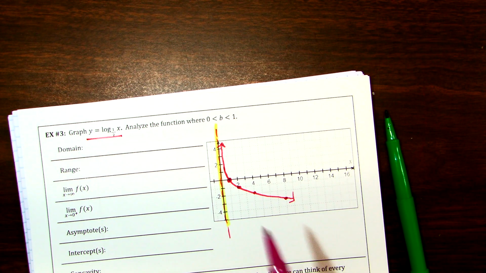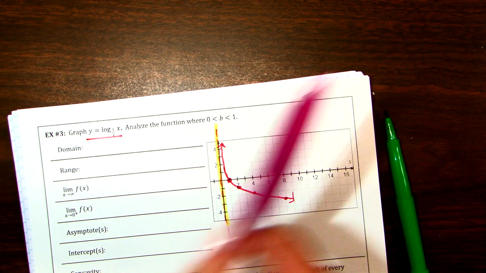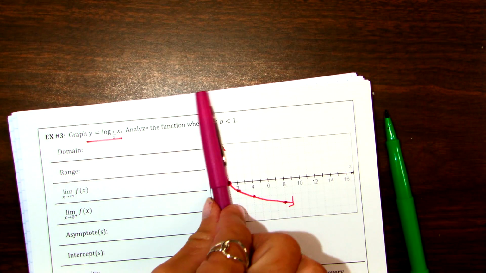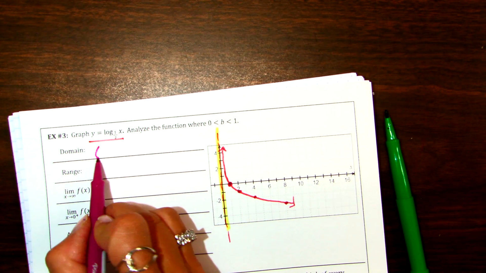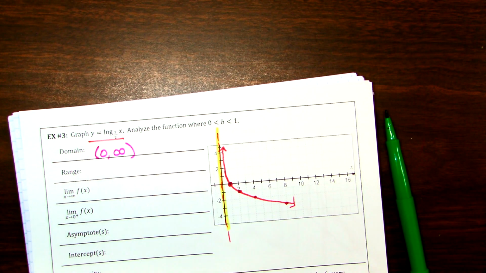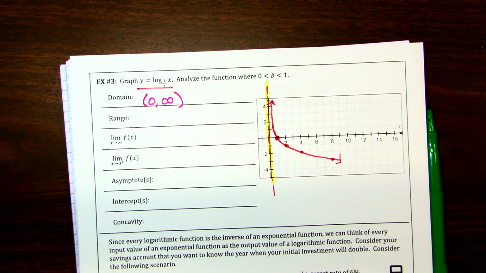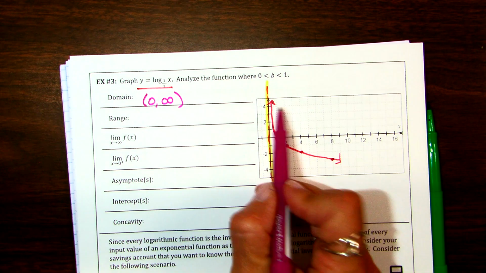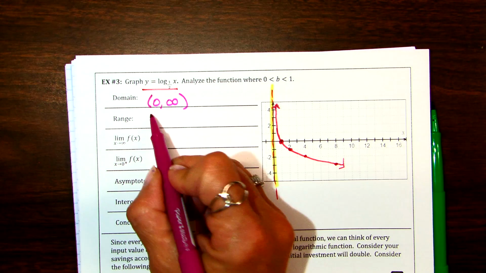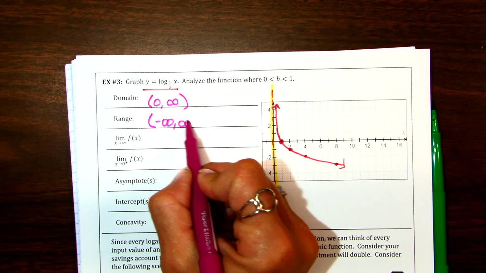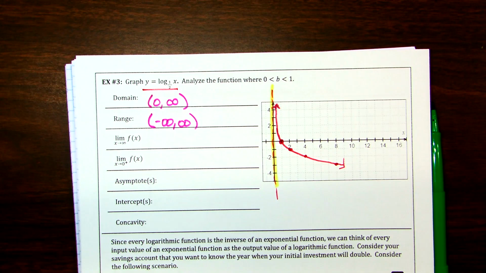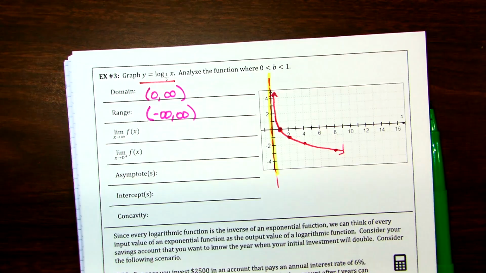Okay, domain. Same as last one, right? 0 to infinity, not including the 0. Remember, brackets and parentheses are a big deal. We have to know when to use them. How about the range? It is all real numbers. We go up forever, we go down forever. Remember, always least to greatest when you write it.